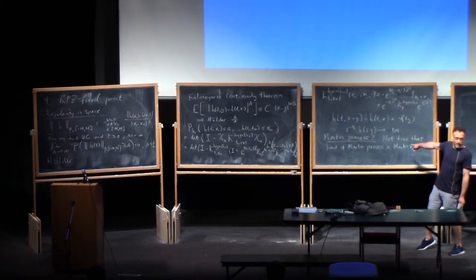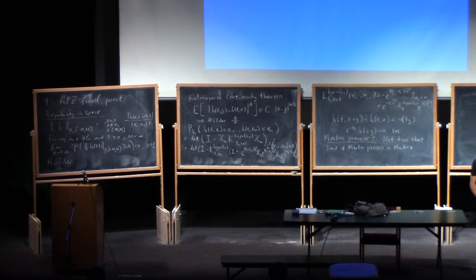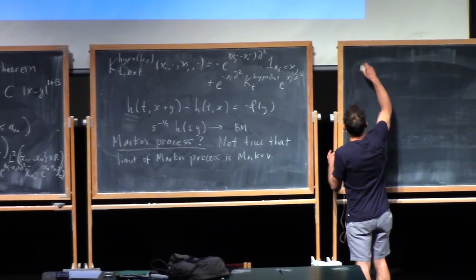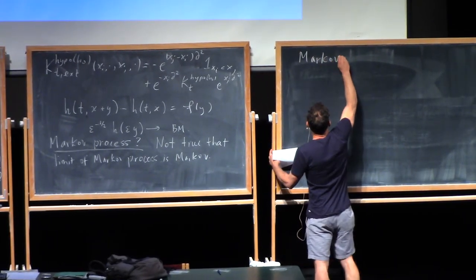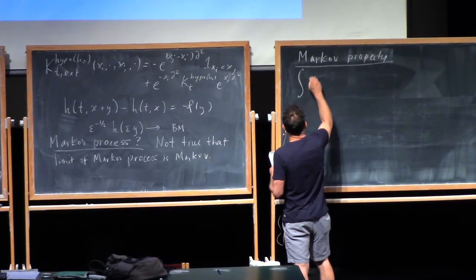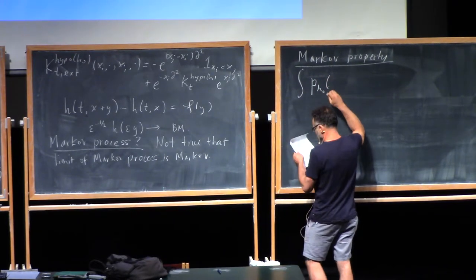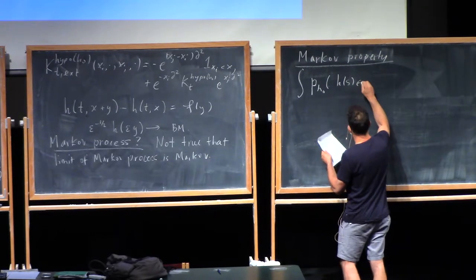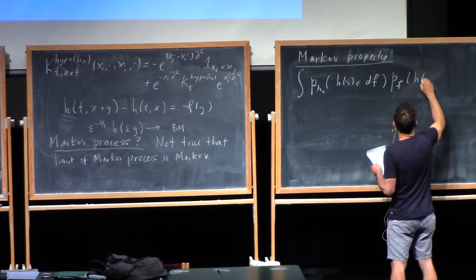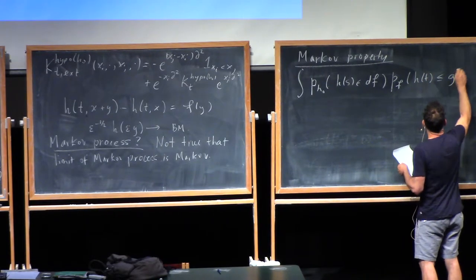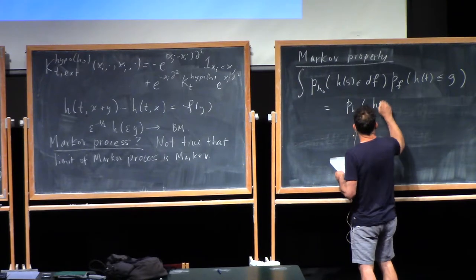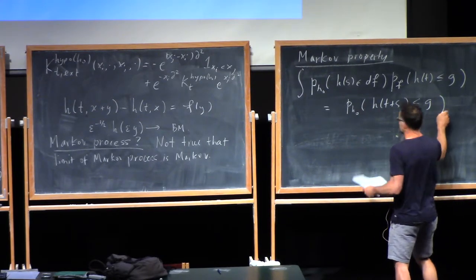Exercise. Make yourself a counterexample. If you don't know one, you should know one. It's false. And the Markov property is basically the Chapman-Kolmogorov equations. So the Chapman-Kolmogorov equations here would read: P(h_0, h_s ∈ dF) times P(h_t ≤ g) is equal to P(h_0, h_{t+s} ≤ g). That would be the Markov property.